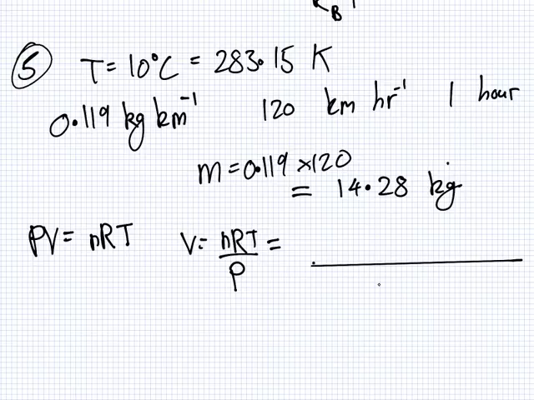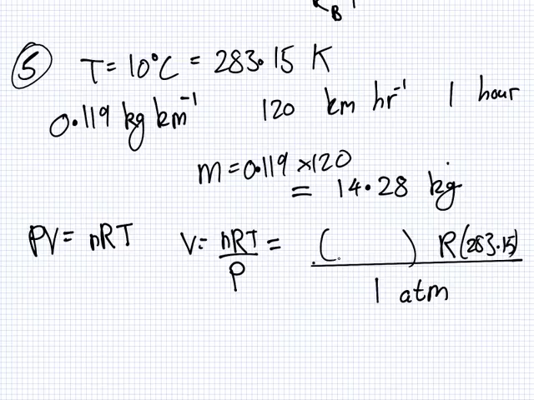Okay. So the pressure is what? 1 atmospheric pressure. The R we know is the constant. The temperature we know. So what's the only thing we don't know actually? The n. But we know how much CO2 was released. 14,280 grams. We can look up the molar mass of CO2, and by dividing, we have the number of moles.